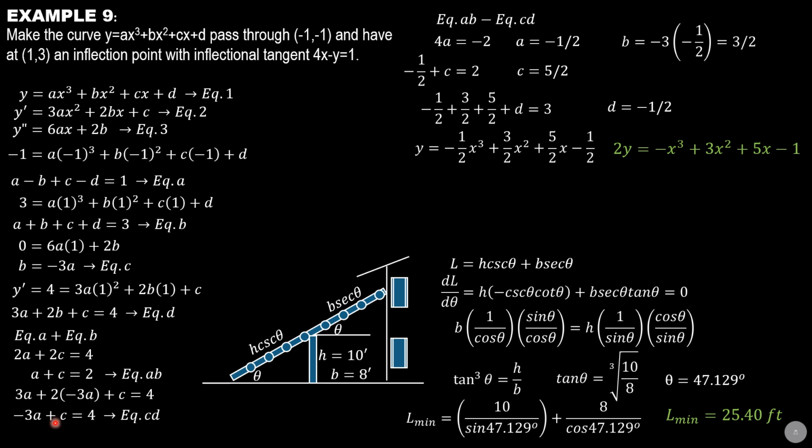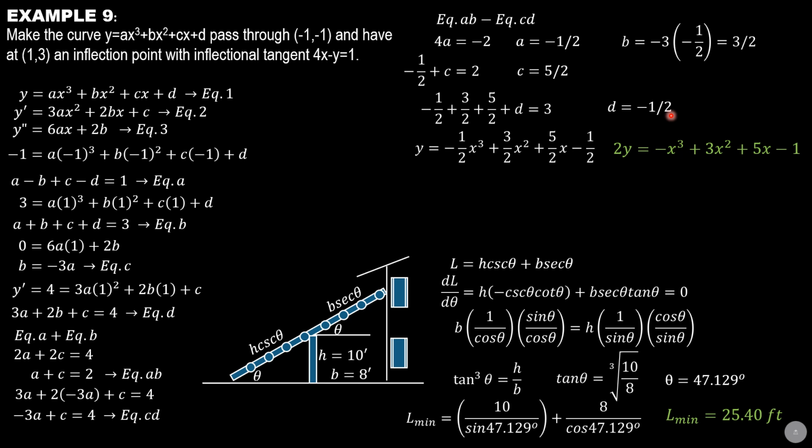So A minus -3A is 4A, and 2 minus 4 is -2. So A is -1/2. Then B is negative 3 times negative 1 half, so 3 halves. Then into A plus C equals 2. So A is negative 1 half, C unknown, so equals 2. So C therefore is 2 plus 1 half, that's 5 halves. Then finally into equation B, A is negative 1 half, B is 3 halves, C is 5 halves, D is unknown, equals 3. So solving for D, D is negative 1 half.